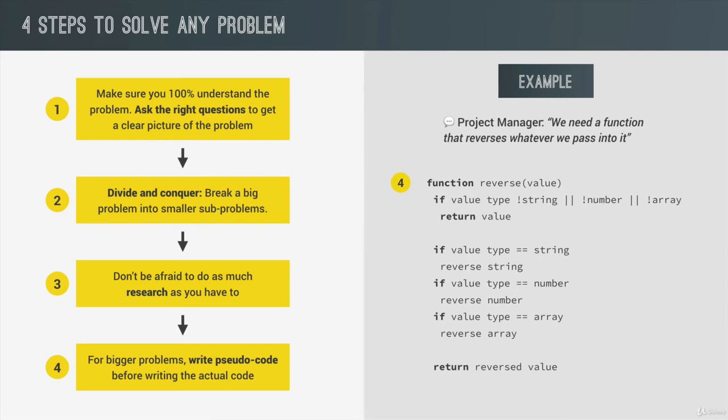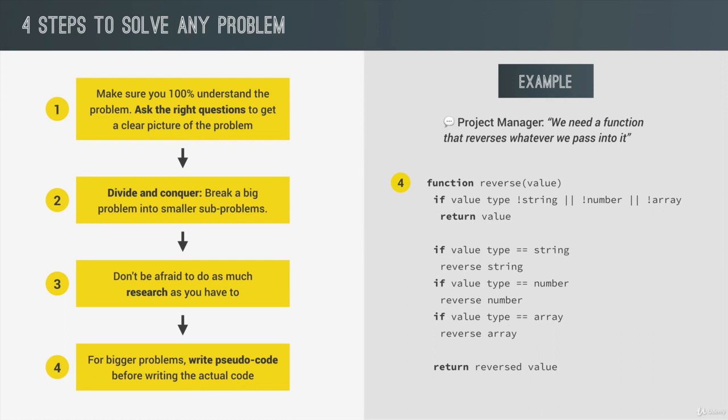So in this example, we just start by naming the function as reverse, and then we basically pass in a value. Then we say if the type of the value is not a string or not a number or not an array, then simply return the value back. And that's because, as we defined previously, we only want this function to work for strings or for numbers or for arrays. And again, you can clearly see that this is not any valid JavaScript at all.